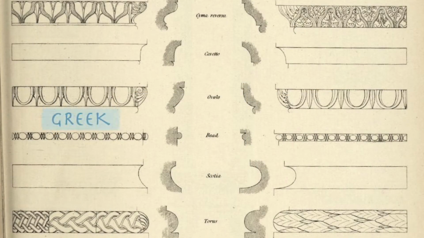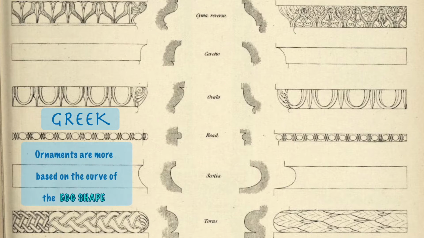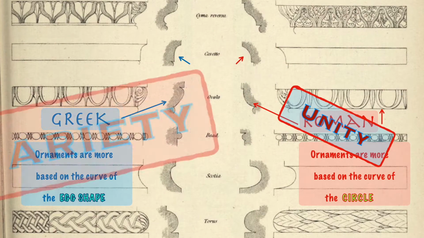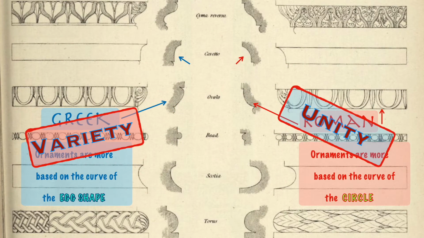The Greeks used this shape as an ornament in many structures because I believed it contained so much variety. Now, contrast this with the Roman use in these same decorative motifs, where the unity of the circle is used rather than the variety used by the Greeks.